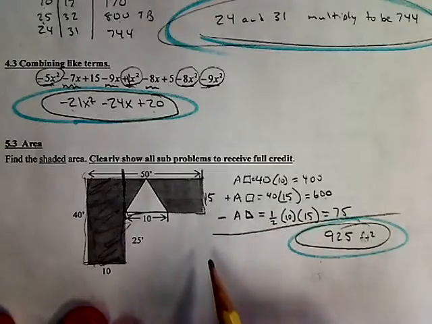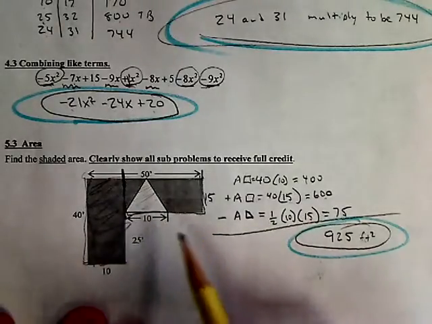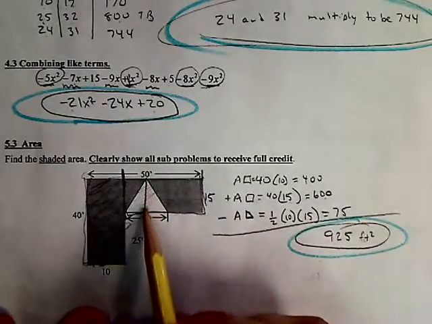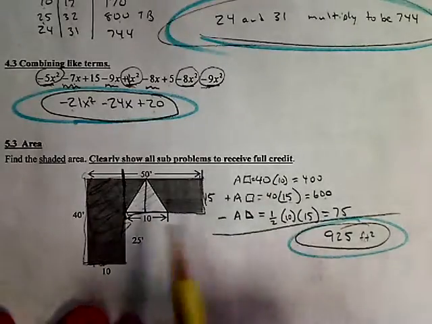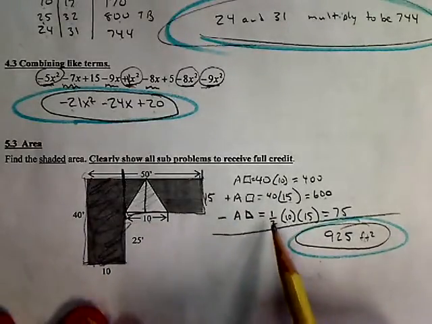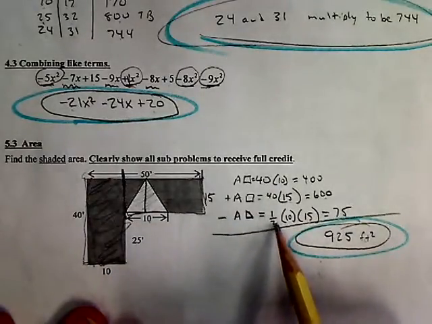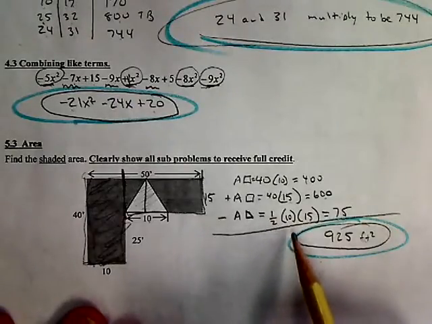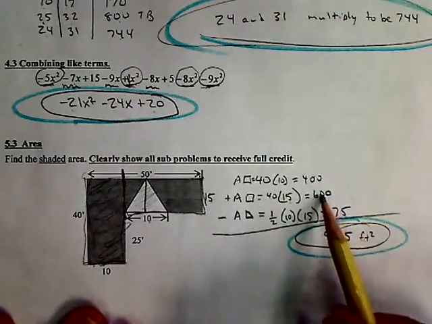Multiply them, 600. I just have to subtract out this triangle. Well, it's 15 tall. 10 is the base, times a half. 1/2 base times height is the area of a triangle. Add them, subtract.